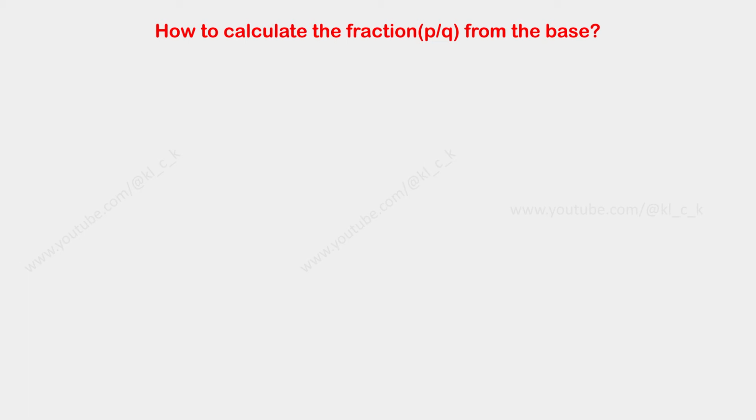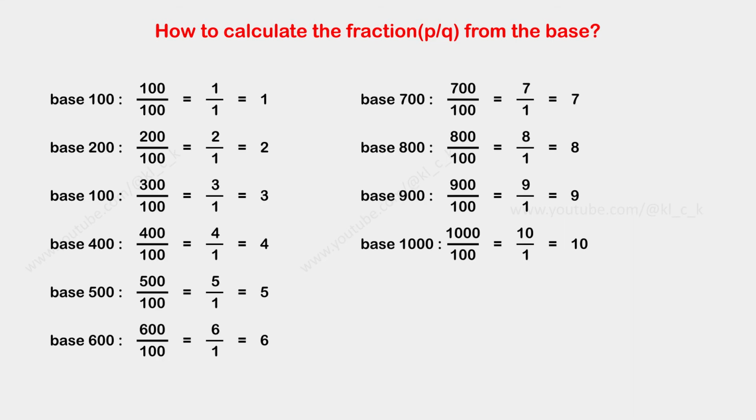Let's see how it is calculated. Here on the screen, every base number is divided by 100. In similar way, we are going to write 50 with respect to 100 as 50 by 100, and the fraction we get is 1 by 2. Now we got the answer how to find the square for numbers between 25 to 75.